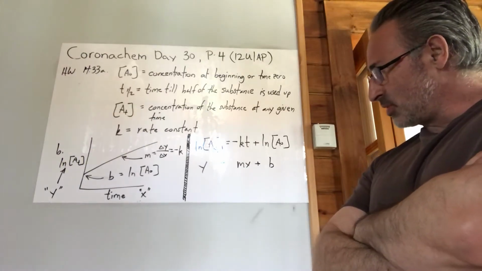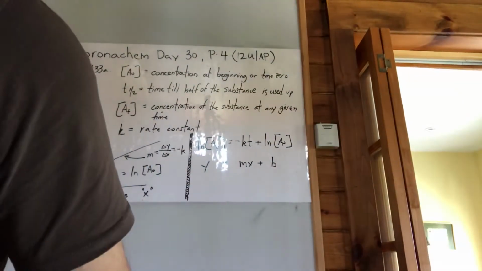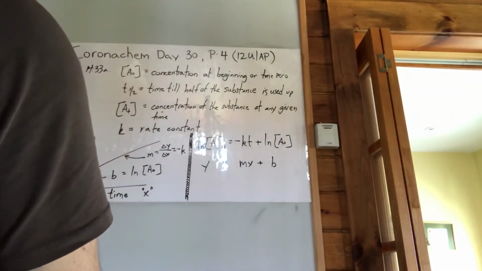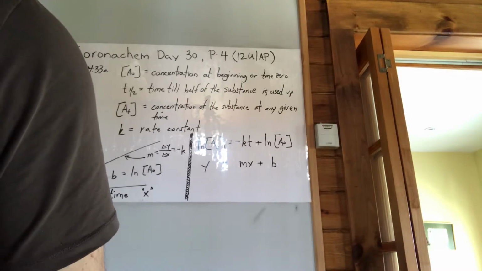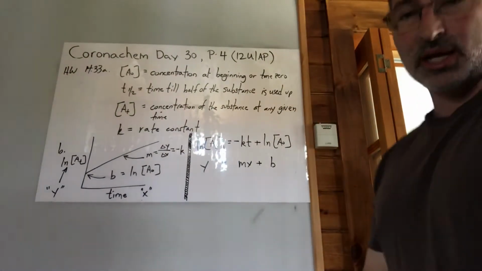Your homework was to do number 1433. Let me read you the question. Define the following symbols that are encountered in rate equations: a naught, t to the 1/2, at, and k. So a naught is concentration at the beginning, or time 0.